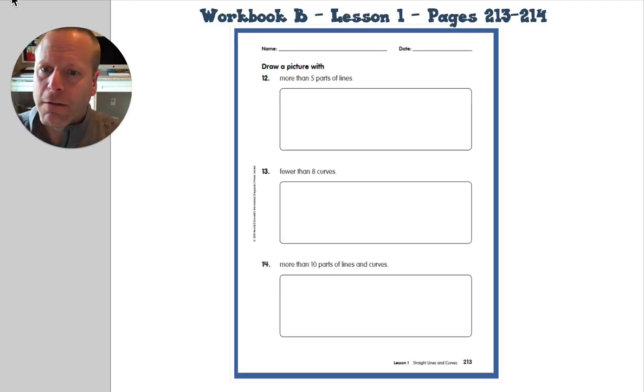And then let me show you the fun stuff. Art. You get to draw me some things that have 5 lines, 8 curves, and a mixture of lines and curves.